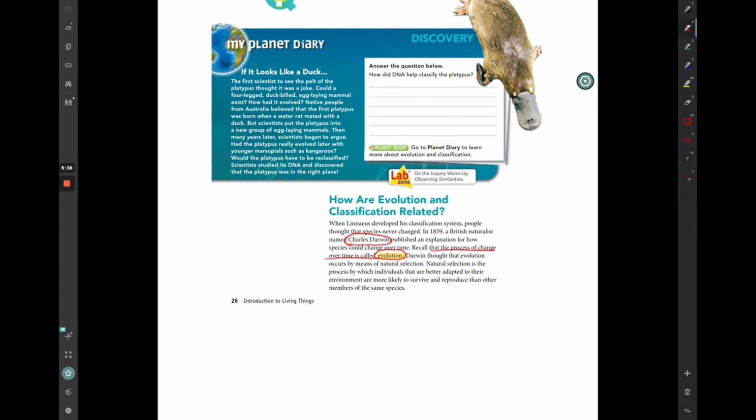And he thought that this change happened based on natural selection, which is, and let's kind of highlight this. So natural selection is the process by which individuals that are better adapted to their environment are more likely to survive and reproduce than other members of the same species.